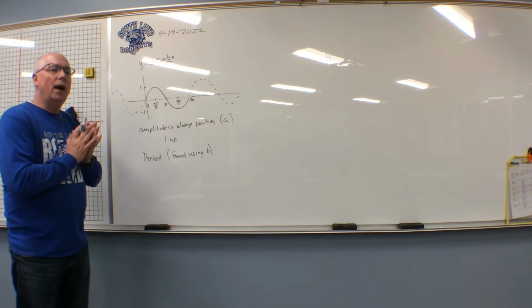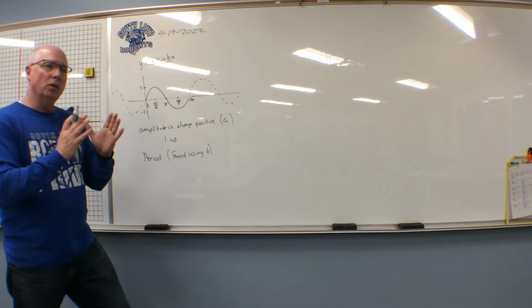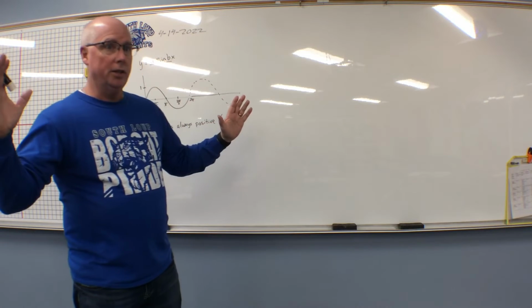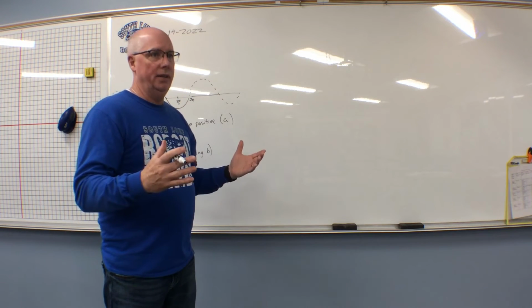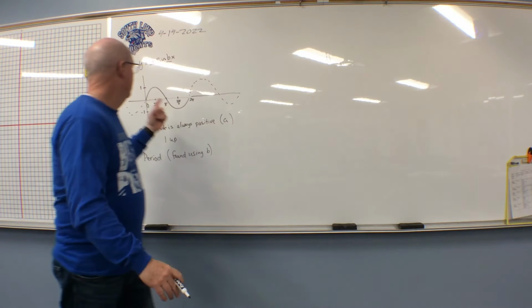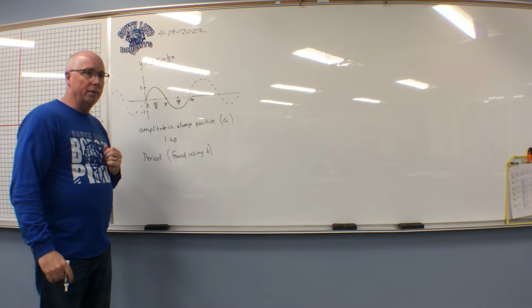Every sine graph looks like this. However, we can scrunch it up, we can stretch it out, we can pull it up, we can push it down, we can do all kinds of things to it. We can move it, but all of them look like this. Do you understand what I'm saying?